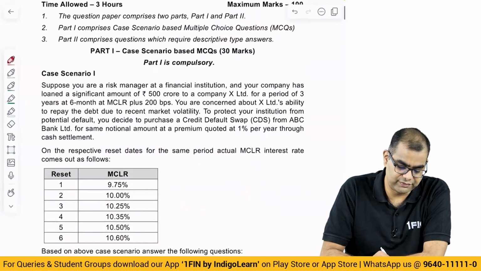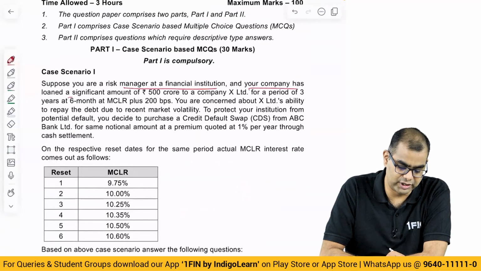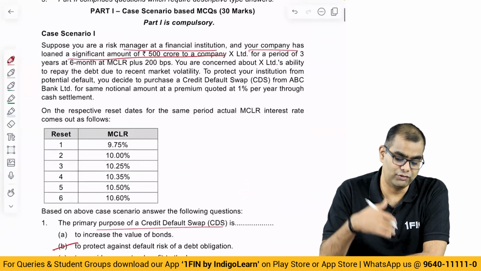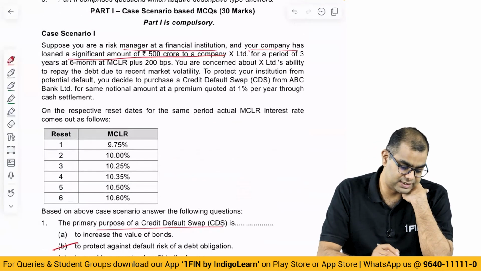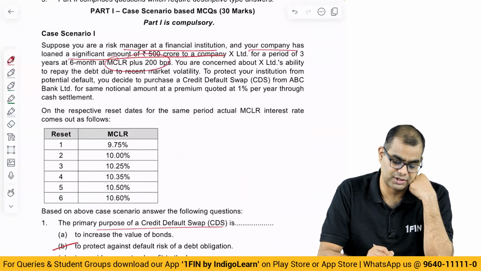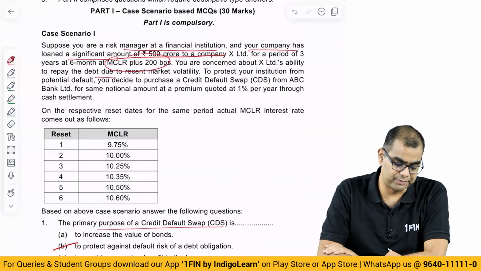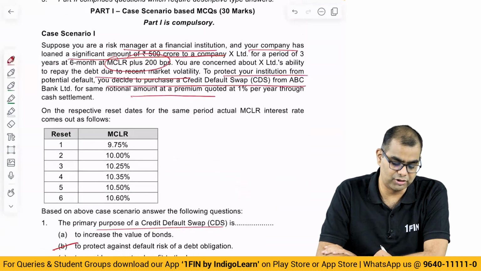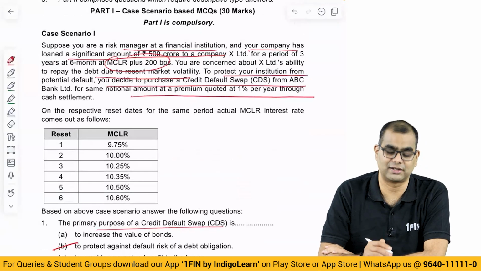Suppose you are a risk manager at a financial institution. Your company has loaned a significant amount of 500 crores to another company. Okay, you have loaned to X for a period of 3 years at 6-month MCLR plus 200 bips. You are concerned about X's ability to repay due to recent volatility. To protect the institution from potential default, you decide to purchase a CDS from ABC for the same notional amount, premium quoted 1% per year through cash settlement.